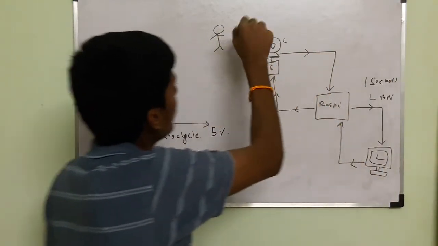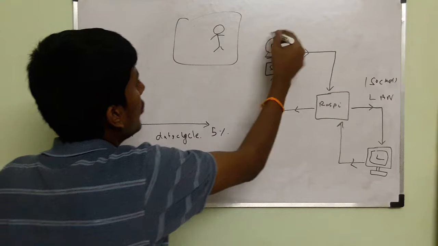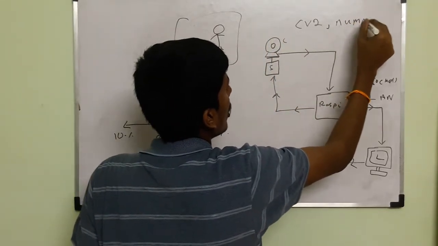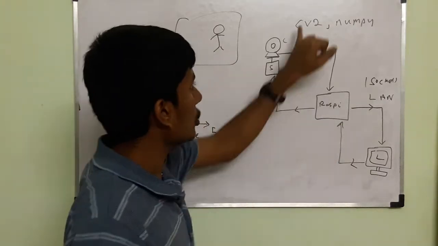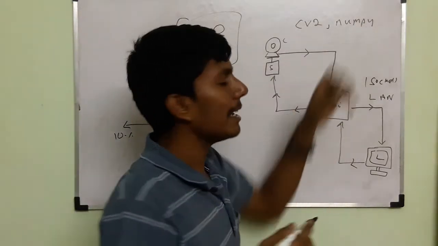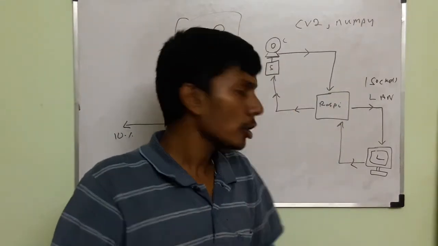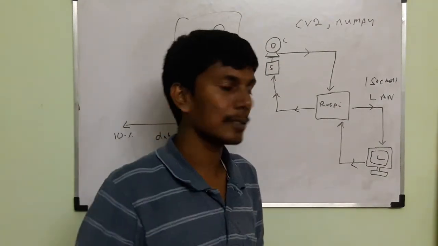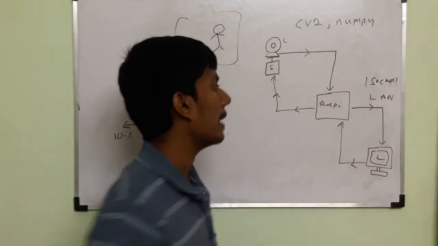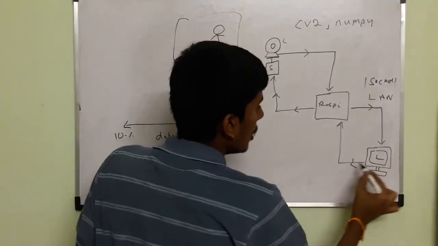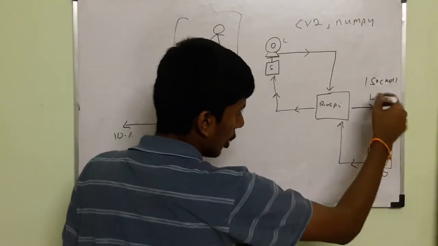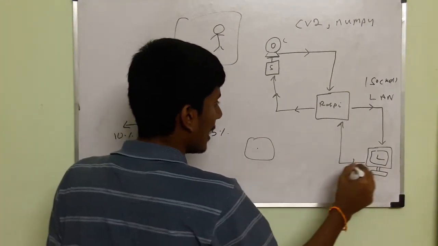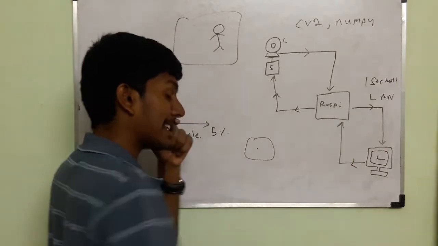And for getting the real-time image, we are using something called CV2 and NumPy. These are libraries in Python. CV2 is used for image processing and NumPy is used for matrix multiplications. Any image processing activity requires matrix multiplication, so we will be using NumPy. And the laptop will now detect a face and send the position of the center of the face as a string towards the Raspberry Pi.